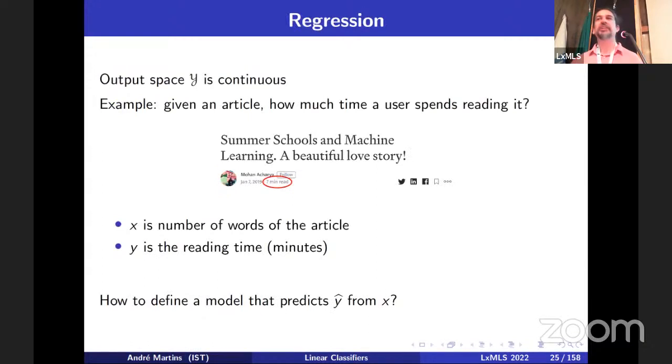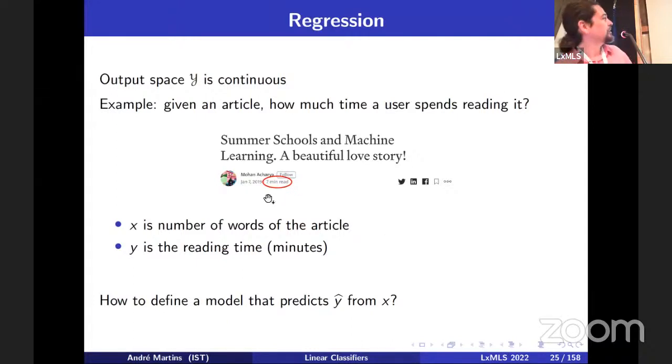Okay, so regression, as I mentioned in the beginning, assumes that the output space is continuous. We are predicting a continuous quantity. So let's use this example. We are given an article, and we want to predict how much time a user is going to spend reading it. You see this, for example, in Medium.